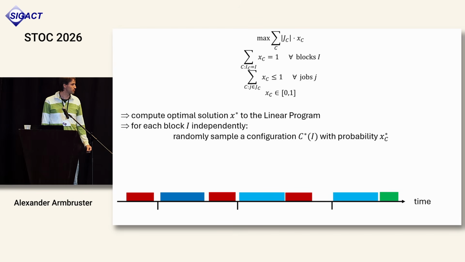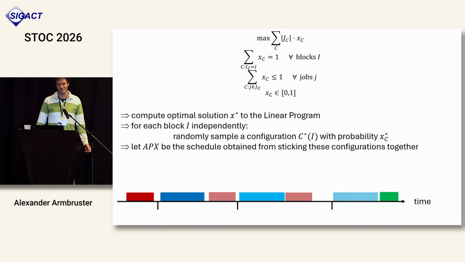So for each block, you get a configuration. But as you can see, the red job is sampled in 3 different configurations, and the blue job is sampled in 2. So what do we do? Well, you just remove the ones that were sampled multiple times. So you end up with this schedule of 4 jobs.